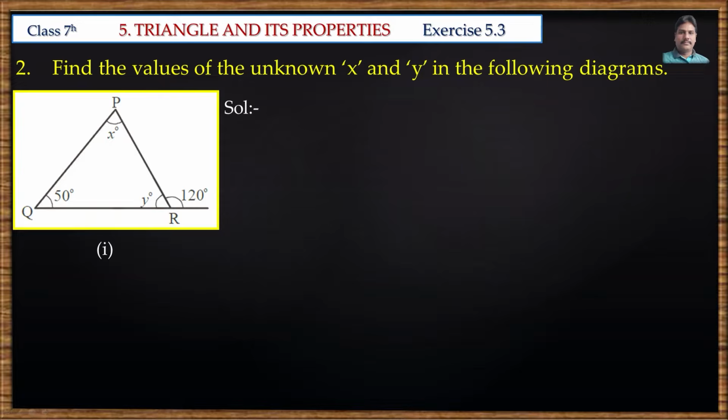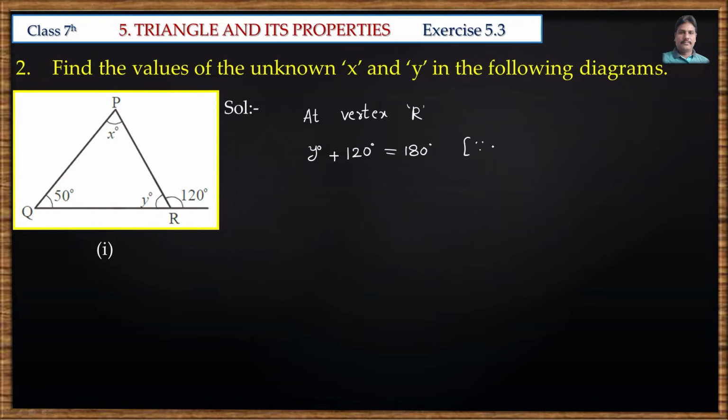First of all, we calculate y at vertex R. At vertex R, y degrees plus external angle 120 degrees. See, y degrees and 120 degrees both are adjacent angles on a straight line. So, this will become 180 degrees.